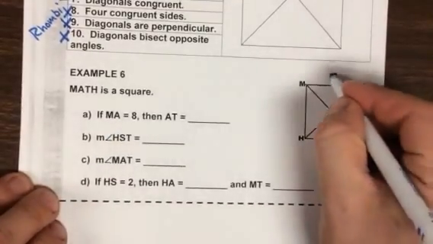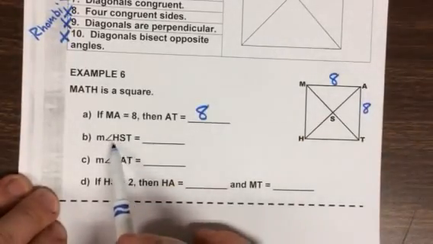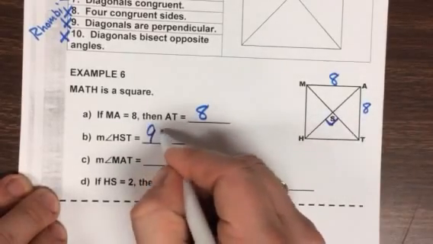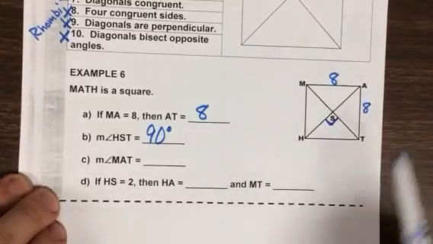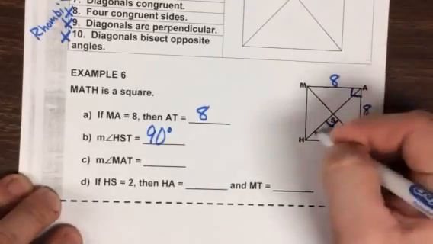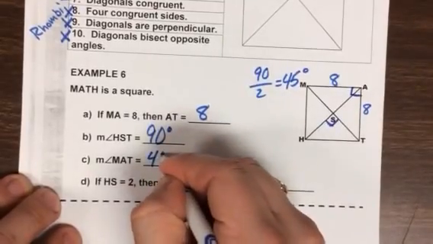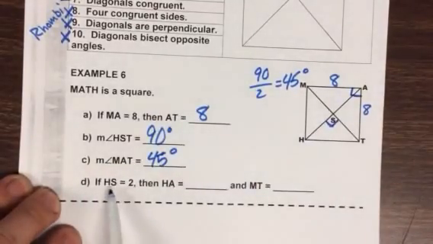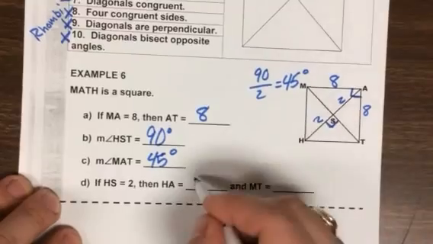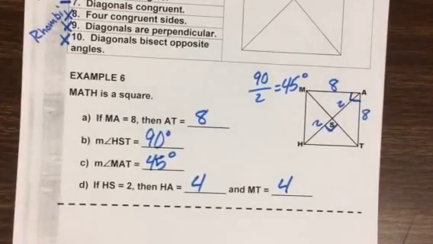If MA is 8, then AT must also be 8. The measure of angle HST, right here, we know that our diagonals are perpendicular, so it must be a 90-degree angle. The measure of angle MAT, well, we know that it's a 90-degree angle, and we know that the diagonals bisect, so 90 divided by 2 would be 45 degrees. And we know that if HS is 2, then HA would have to be 4. And MT would also then have to be 4 because diagonals are congruent.